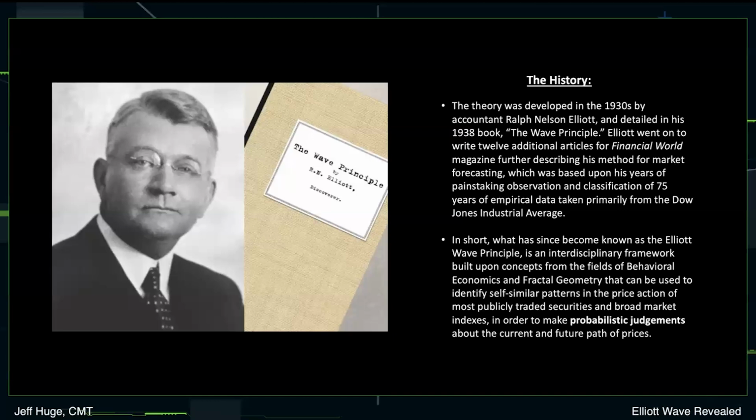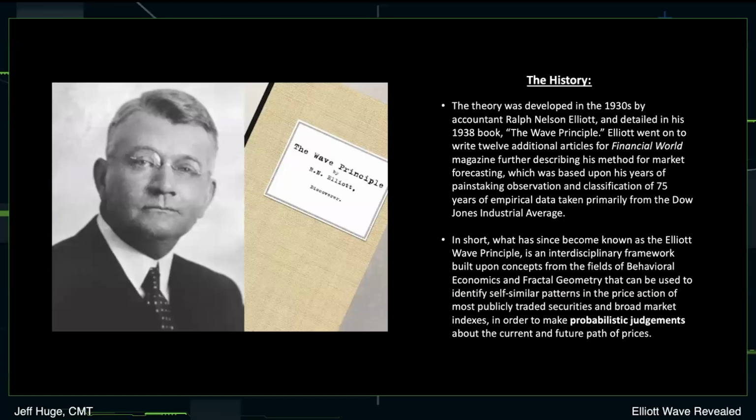And so in short, what has since become known as the Elliott Wave Principle is really an interdisciplinary framework that's built upon concepts from fields that we would now call behavioral economics and fractal geometry. Back then, one might have called them psychology and mathematics simply, but they can be used to identify self-similar patterns in the price action of most publicly traded securities, as well as the broad market indexes. And the point of doing that is in order to make probabilistic judgments about the current future path of prices.